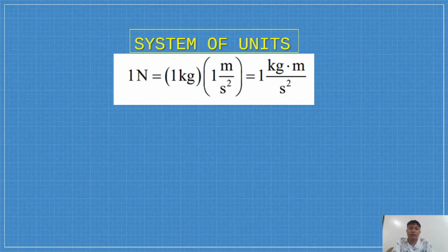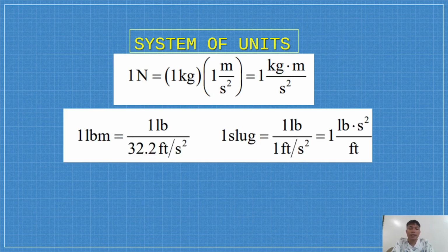So, the system of units of our force. For the SI, 1 Newton is equal to 1 kilogram multiplied by 1 meter per second squared, so it is just 1 Newton. For the US customary units, 1 pound mass is equal to 1 pound over 32.2 feet per second squared, or 1 slug. The conversion of slug to pound is 1 pound over 1 foot per second squared, or 1 pound second squared over feet.